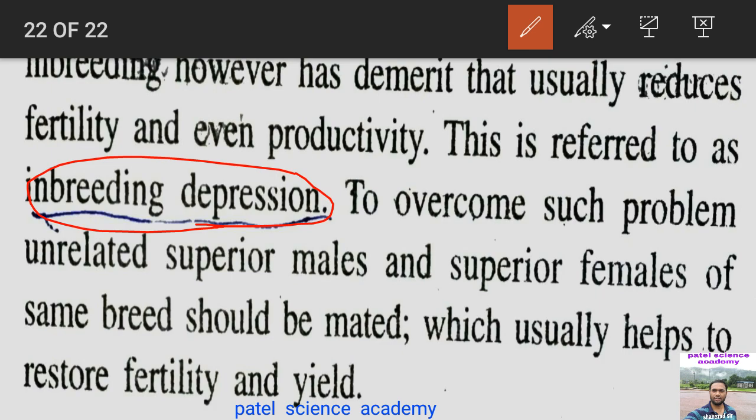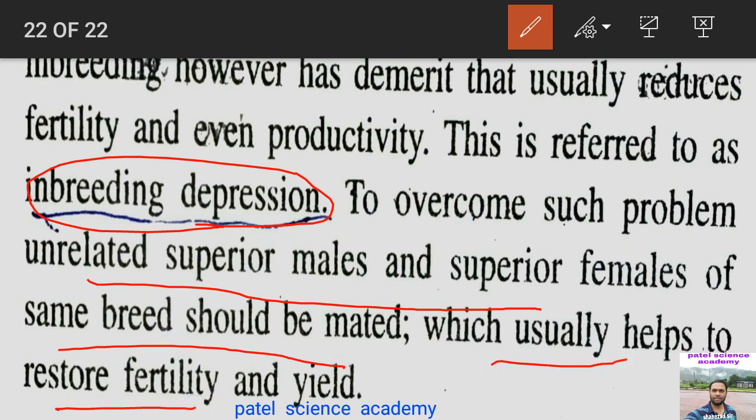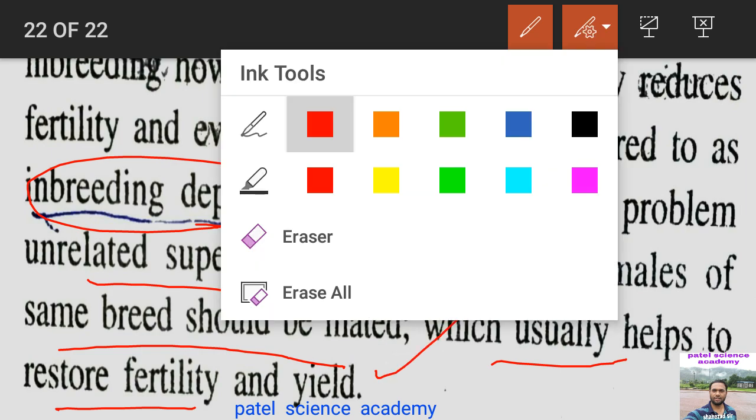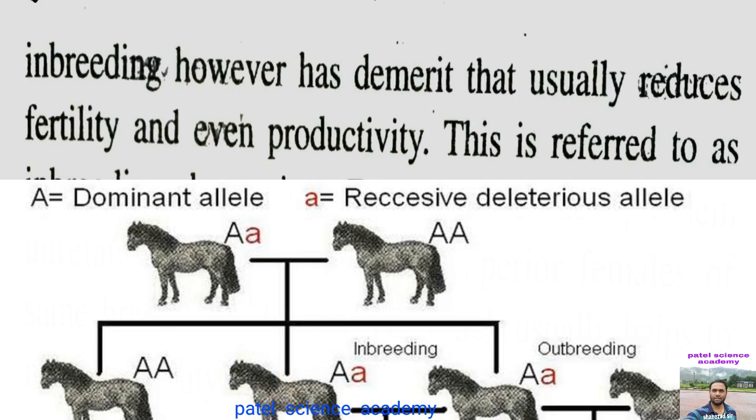To overcome such problems, unrelated superior males and superior females of the same breed should be mated, which usually helps to restore the fertility and yield. This is the solution to inbreeding depression. So this is about inbreeding.